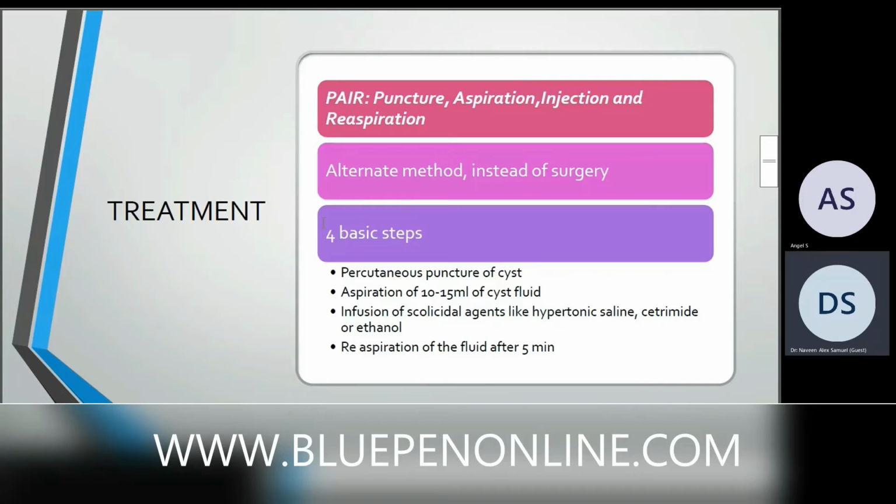So first you will do percutaneous puncture of the cyst, then you aspirate 10 to 15 ml of the cyst fluid. Then the 10 to 15 ml is replaced with a scolicidal agent like hypertonic saline or cetrimide or ethanol. Then next is reaspiration of the fluid after 5 minutes. That is the PAIR protocol.